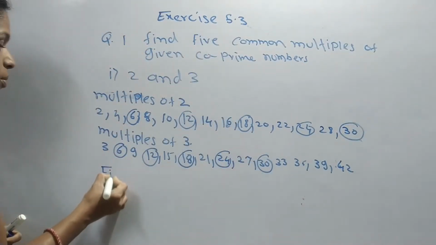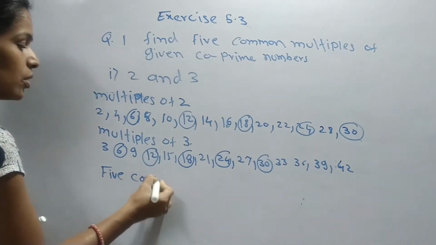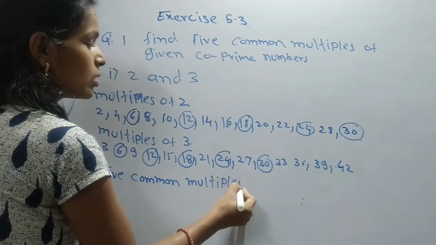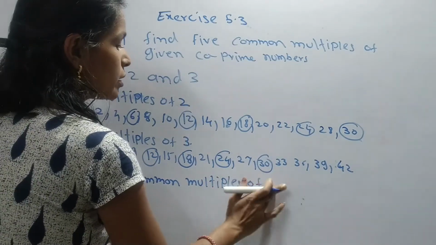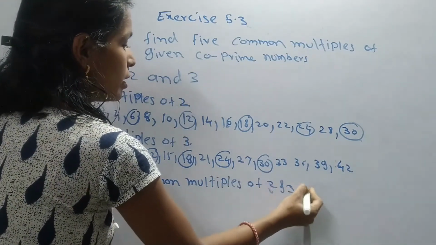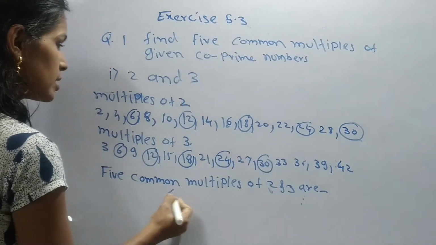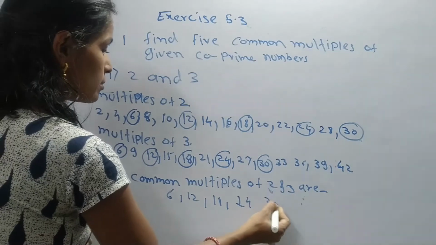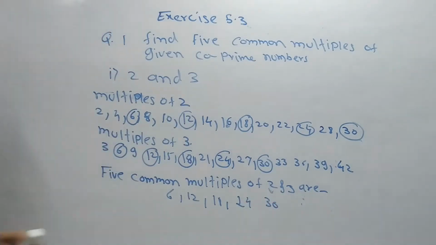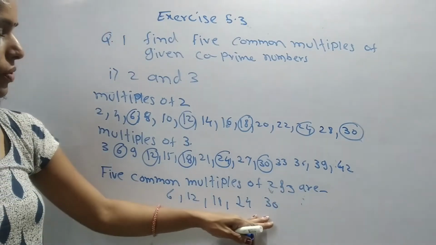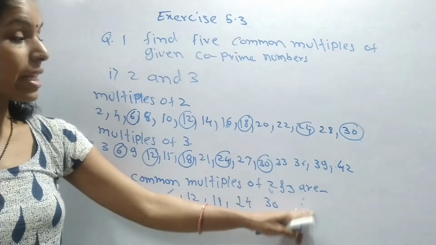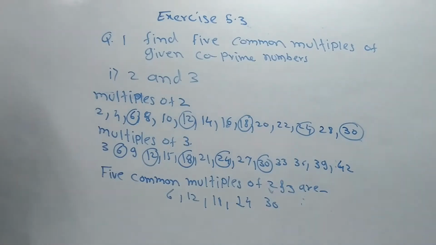So the 5 common multiples of 2 and 3 are 6, 12, 18, 24 and 30. If you observe carefully, this is nothing but the table of 6. 6 ones are 6, 6 twos are 12, 6 threes are 18, 6 fours are 24, 6 fives are 30. The next multiple will be 36, obviously. Okay, you can check it.